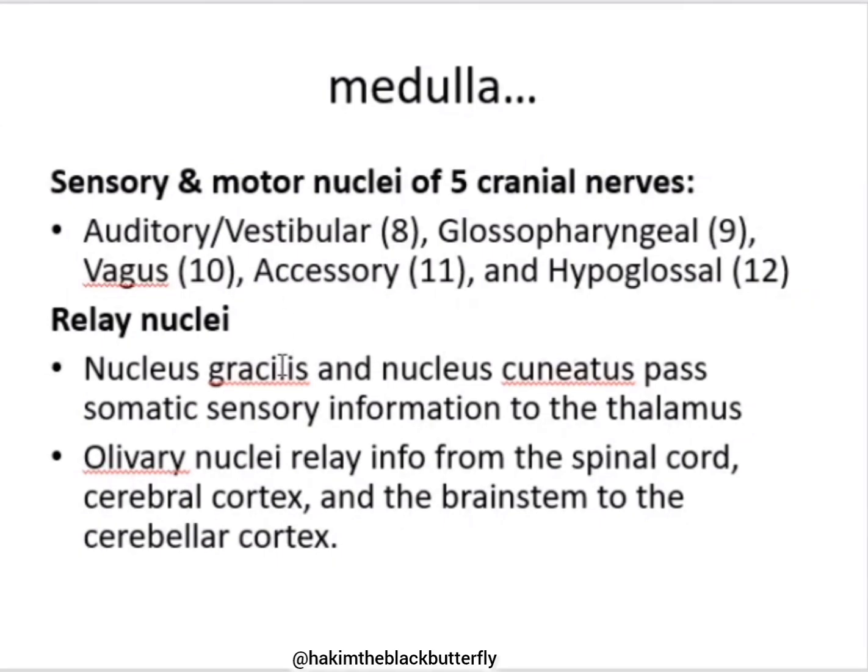Relay nuclei: nucleus gracilis, nucleus cuneatus, olivary nuclei, these are known as relay nuclei. Impulses move to those nuclei as they are ascending to the cerebrum or to the cerebellum. That's why they call them relay nuclei. And these are the relay nuclei which are located within the medulla oblongata. These are the cranial nerve nuclei which are located in the medulla oblongata. And we have seen the 3 cross sections and what we see at the level of those 3 cross sections.